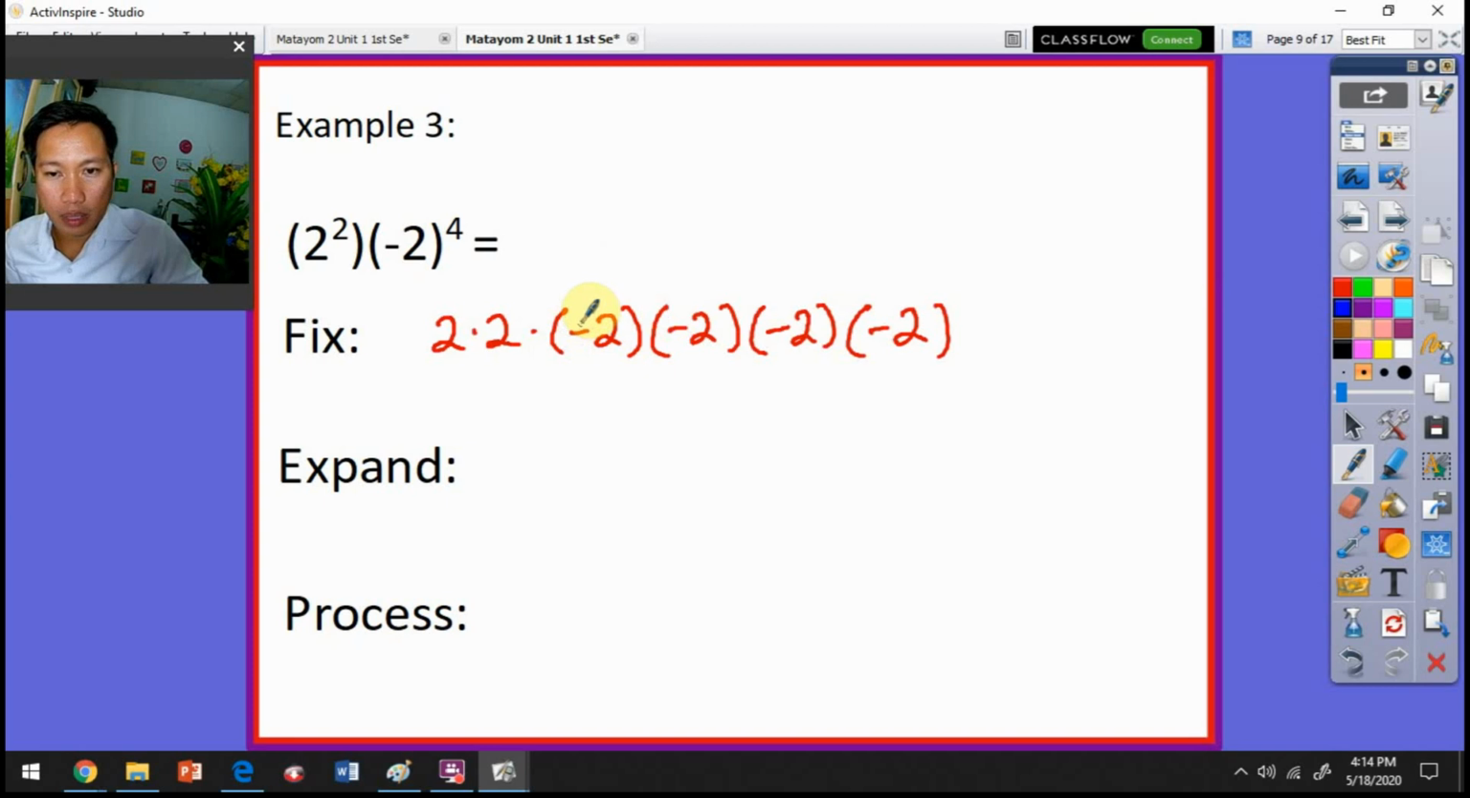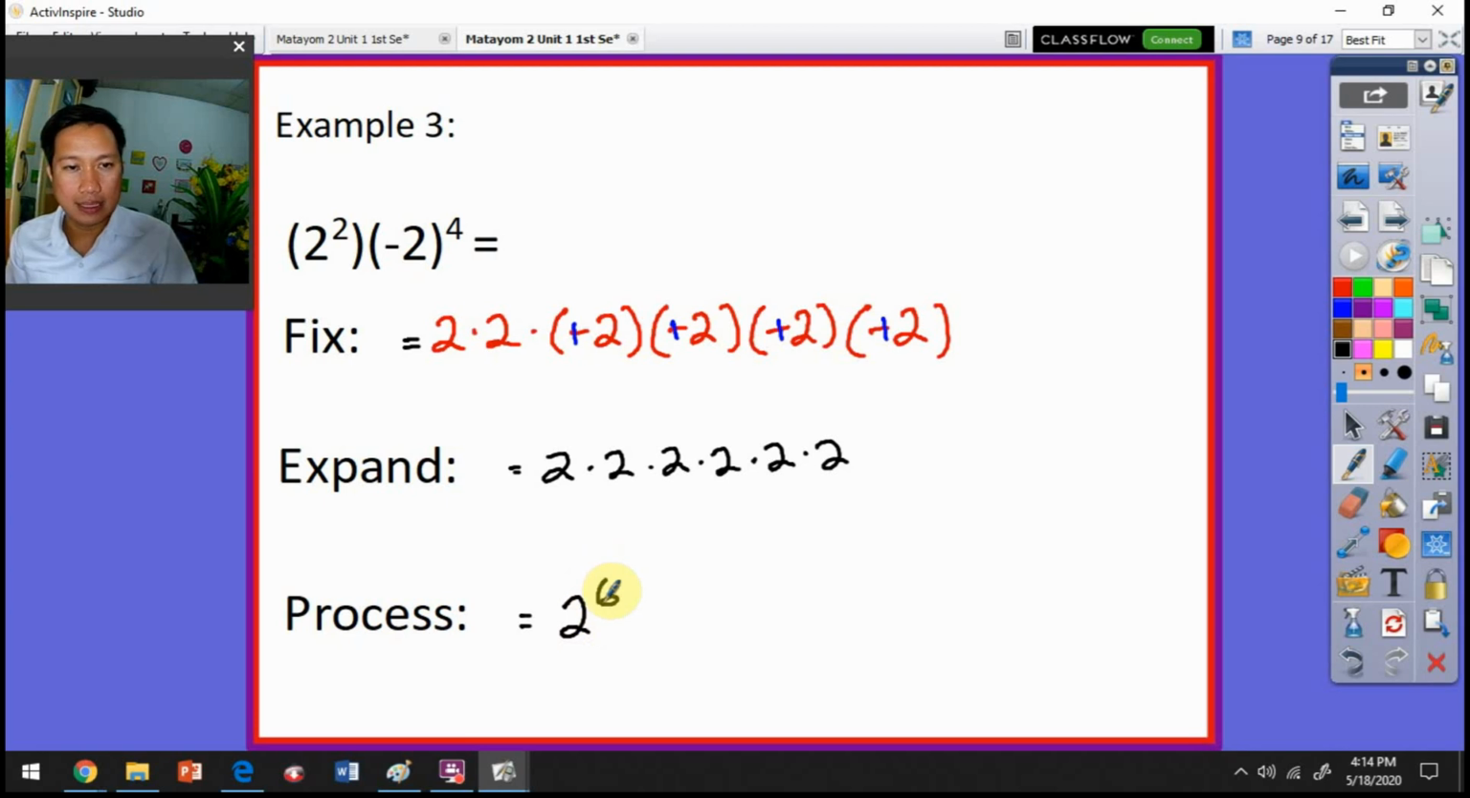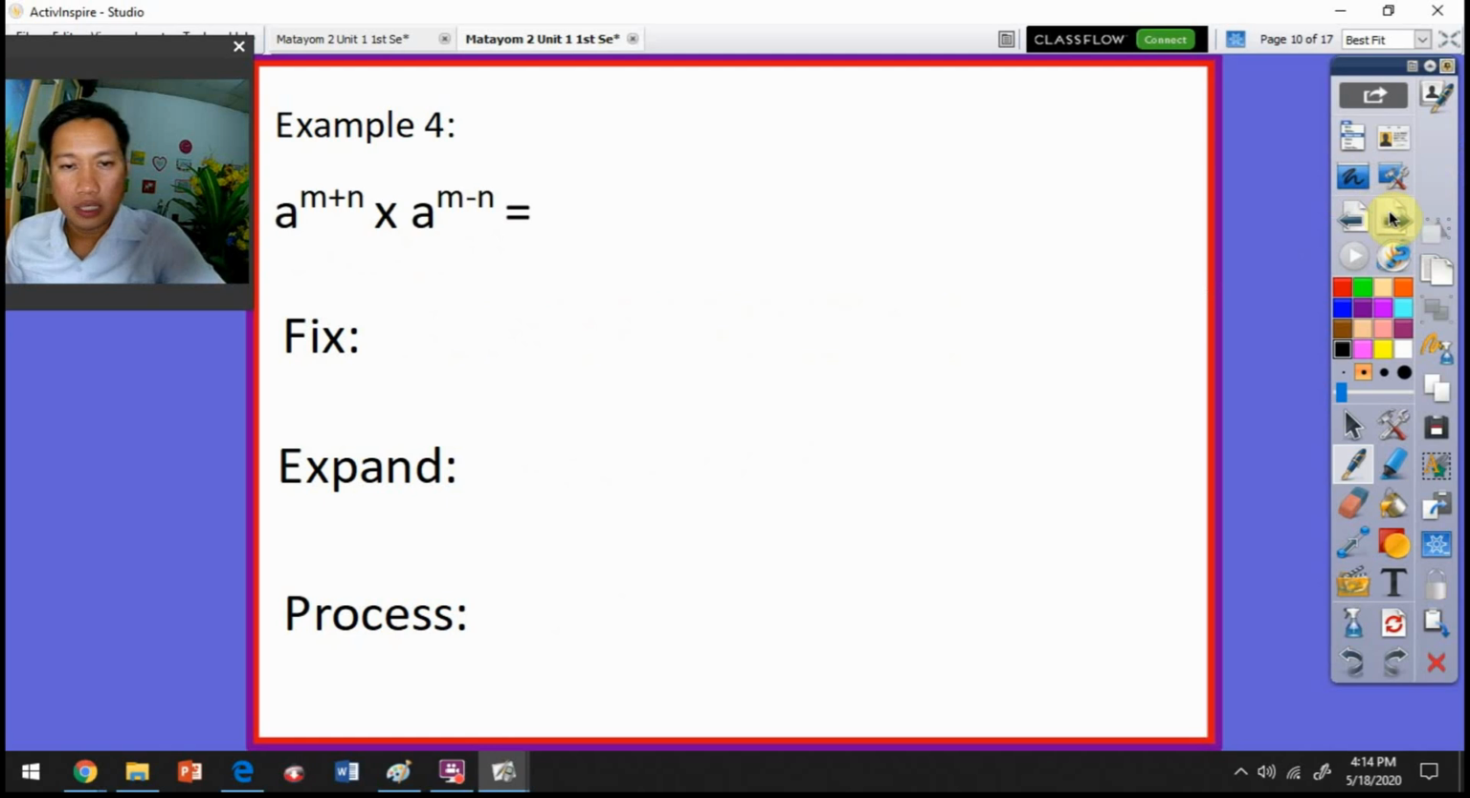Now let's simplify it. Simplify their sign. Negative times negative is positive. Negative times negative is positive. So now, do we have the same base? Yes, we have the same base. So we have 2 times 2 times 2 times 2 times 2 times 2. That's it. So we process it, and this will become 2 to the power of 6. Very simple.